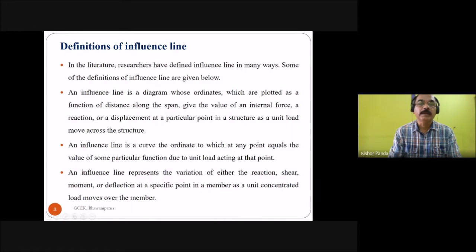Also, you can say an influence line represents the variation of either the reaction, shear, moment, or deflection at a specified point in a member as a unit concentrated load moves over the member. When a unit concentrated load moves across the member, you have to find out the position of the load where you will get the maximum value of shear force or maximum value of the bending moment. That you have to find out, and the curve between the position and the maximum quantity, that is the influence line diagram.